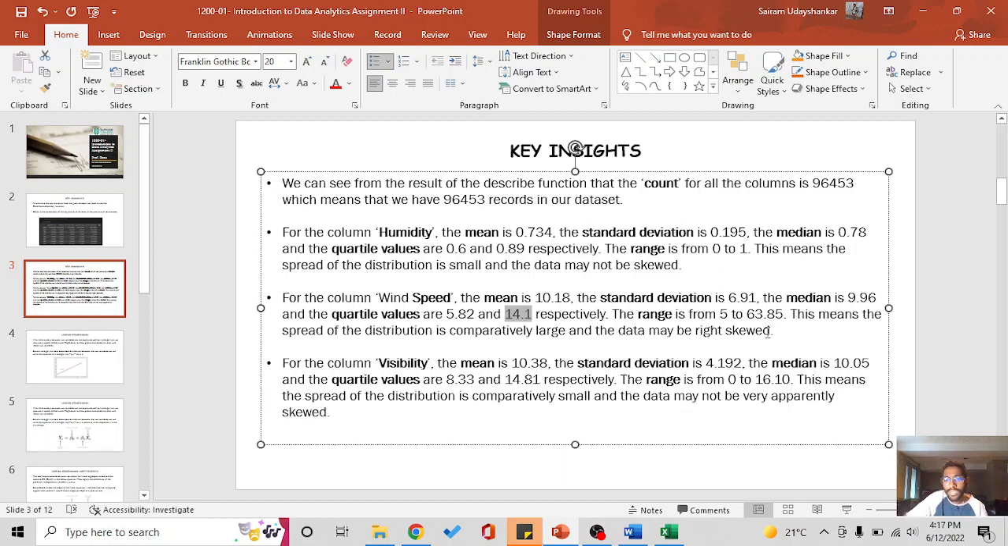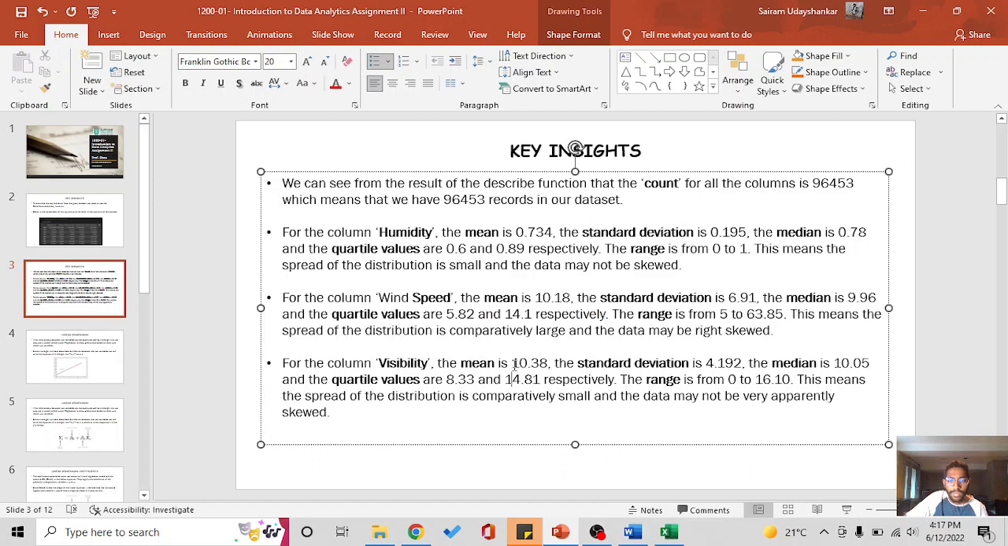So that means we might imagine that this data could be right skewed. Maybe there's even just 1 or 2 points that are so far away from the third quartile, but this makes me feel that this data could be right skewed.